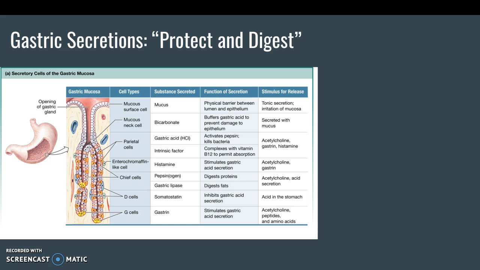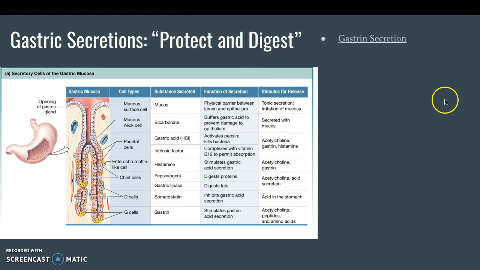Up there I have protect and digest, because it's not only secreting substances that help digest food, but it's also secreting substances that protect the stomach in that defense function that I talked about earlier. And so on this slide, we're just going to talk about secretions, but the next slide I want to talk about the barrier, but just know that secretions include both digestive substances and substances to protect the stomach.